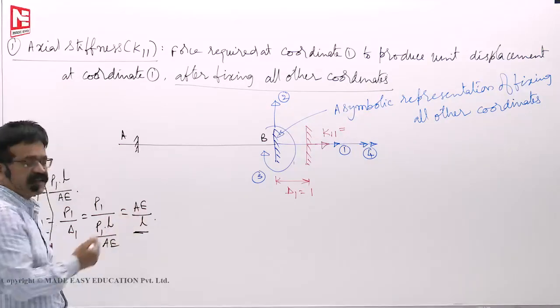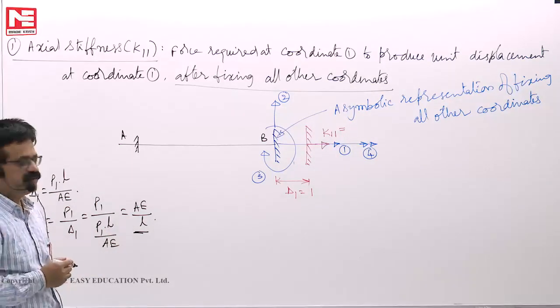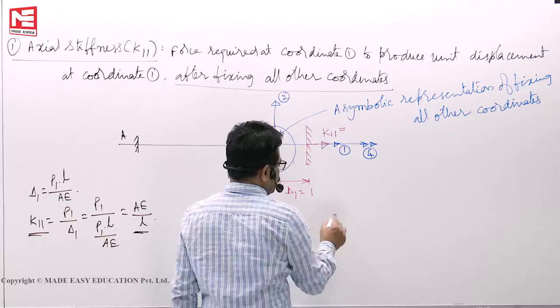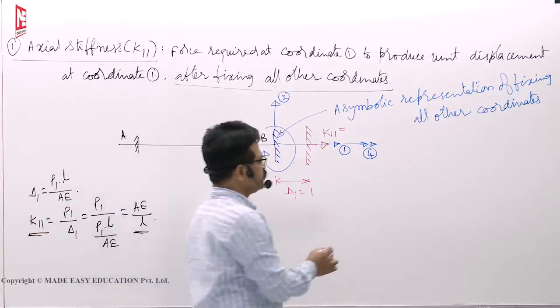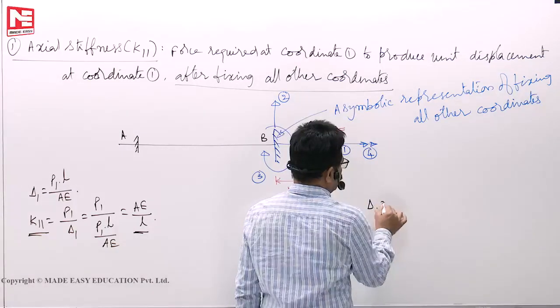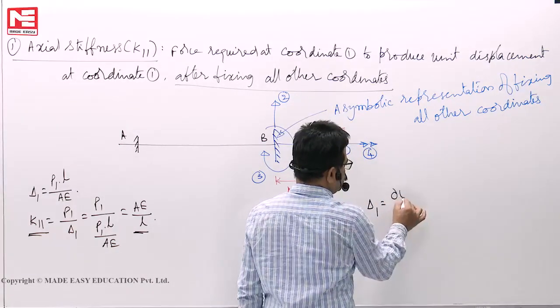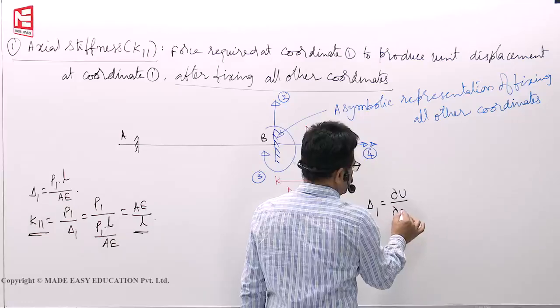Okay. Then energy methods are what? K11. If I want to find displacement, let us say some x1 displacement, delta 1 is equal to dou U by dou x1.